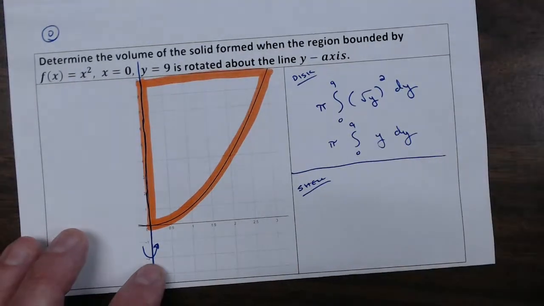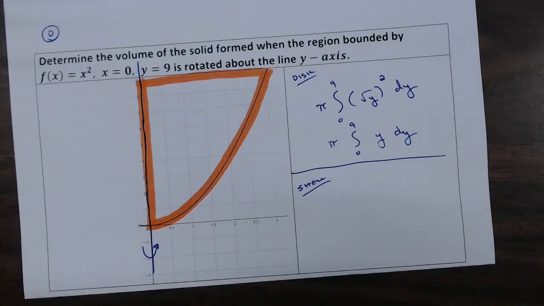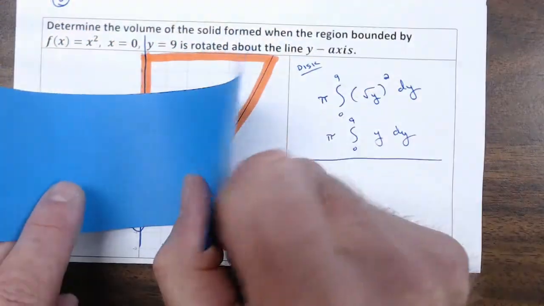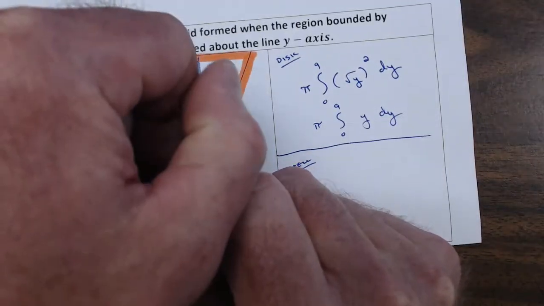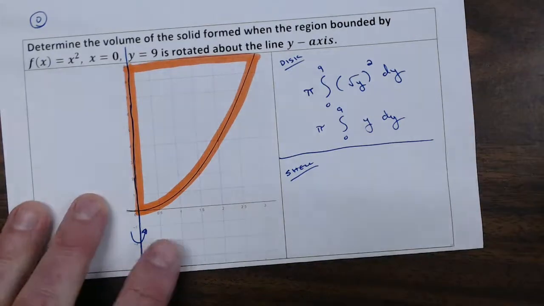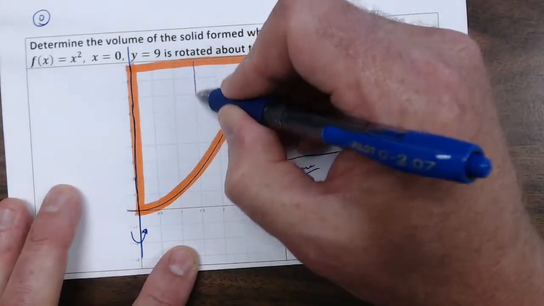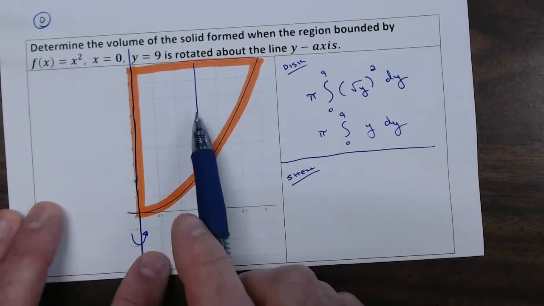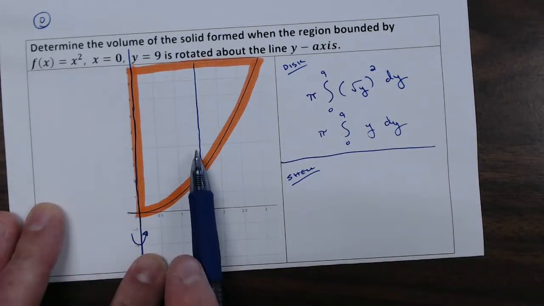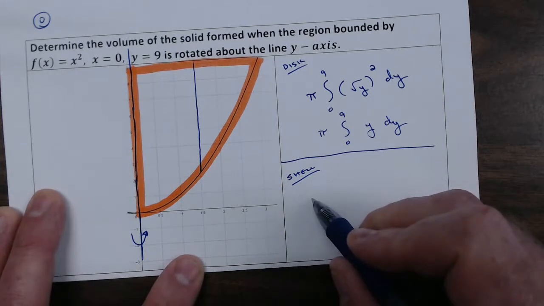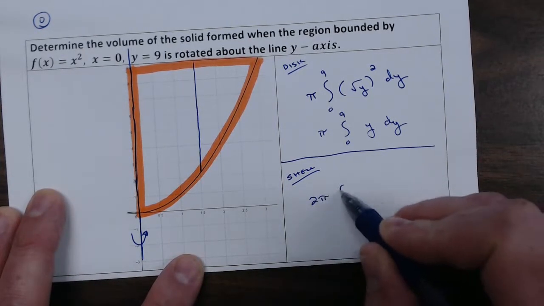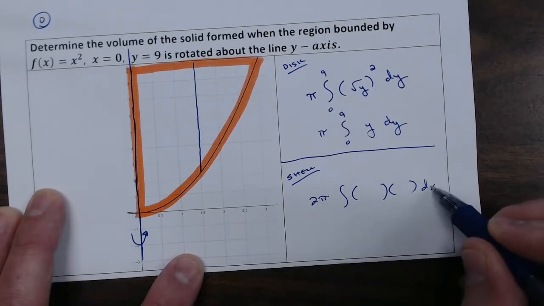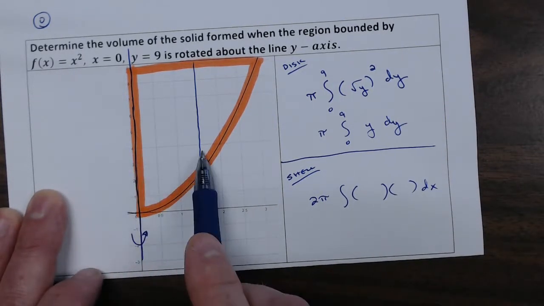Let's look at the shell method. You have to change your line of thinking a little bit, because now these shells are being rotated around the y-axis. And look, pinch that shell. That's an x value. I'll draw that shell out because it's a little more difficult to comprehend the shell method than the disk method. So imagine that shell rotating around. The setup here is the circumference, so 2 pi r times the height, and we just said it's dx.